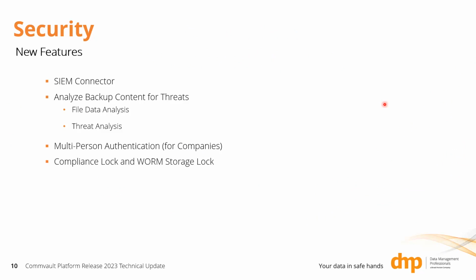But that is now also available in multi-tenant environments. So tenant admins need to approve certain actions within their part of a CommCell, within their virtual structure. For example, if you want to delete a plan or a storage pool, we'll come to the details in a moment. And compliance lock and warm storage lock, two new names for technical implementations that already existed, but now they changed the names, and there are some technical changes there as well.